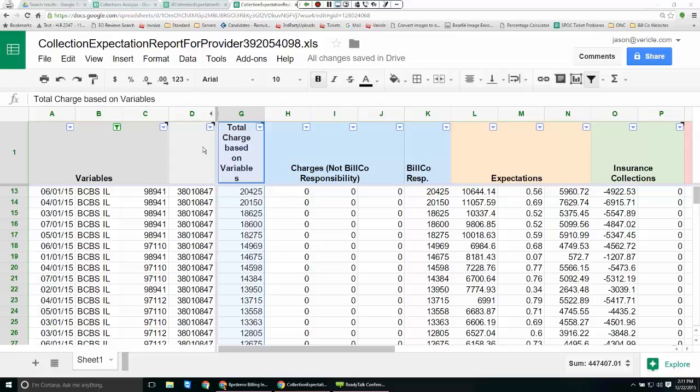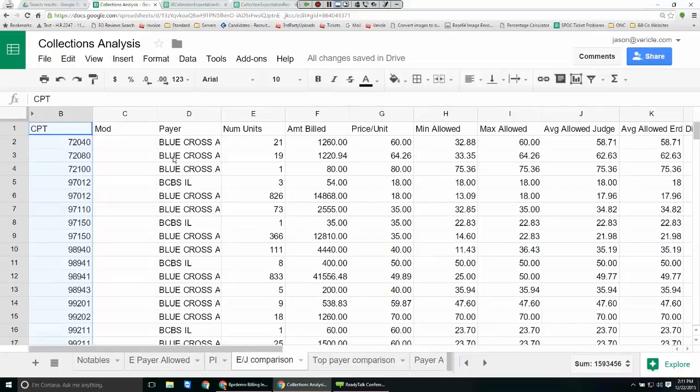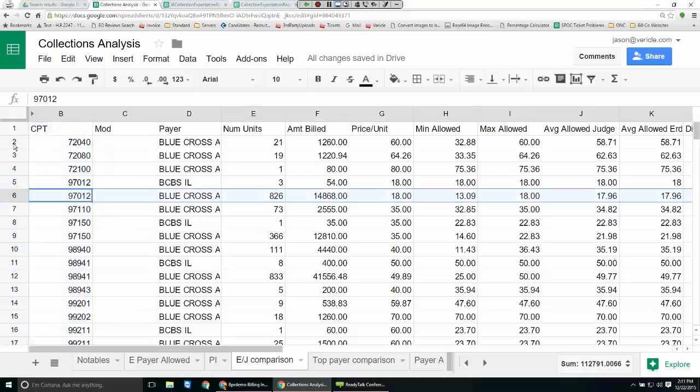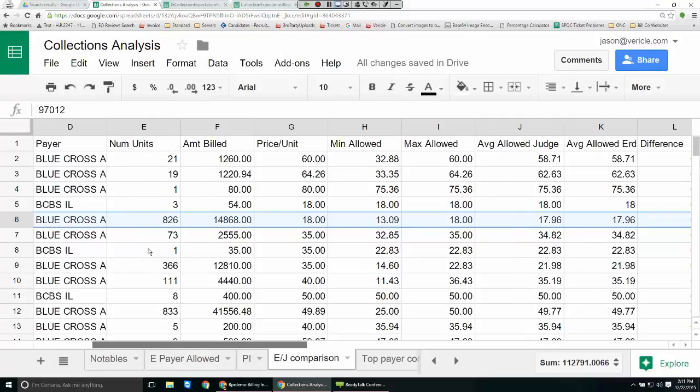So today, we're going to look at a collections analysis of two separate practices. One practice is billing out a CPT code. We'll call this a manual therapy code right here, and we'll focus in on this. And I'll make it a little bit bigger as we scroll across. Blue Cross Blue Shield, 97012. They're billing out $18 per unit.